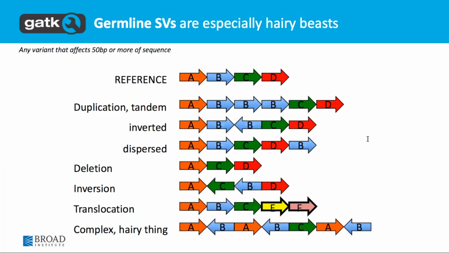Dispersions, where it got copied or put somewhere else. Translocations, where part of your genome from another contig came and got copied here, and very complex combinations of these different things. One of the problems with doing SV calling is how to standardize the description of all these events. It turns out to be not a trivial problem.